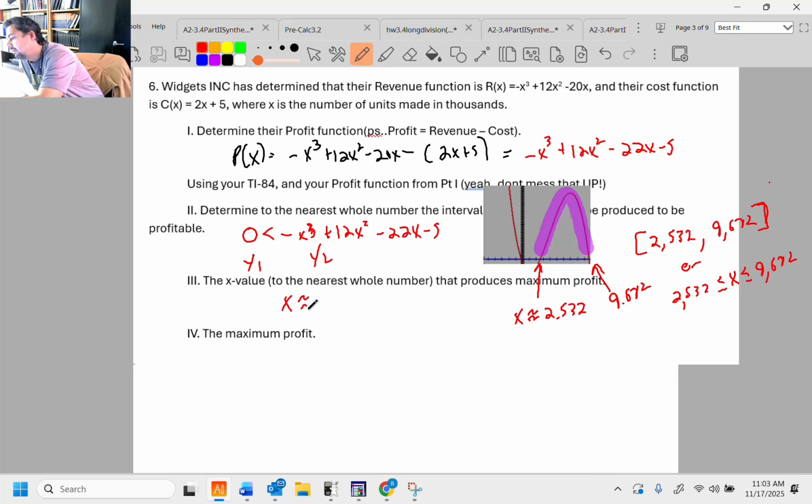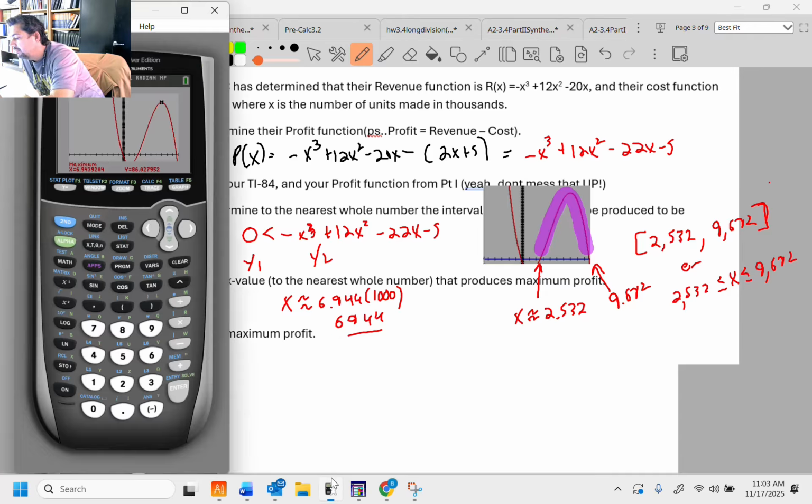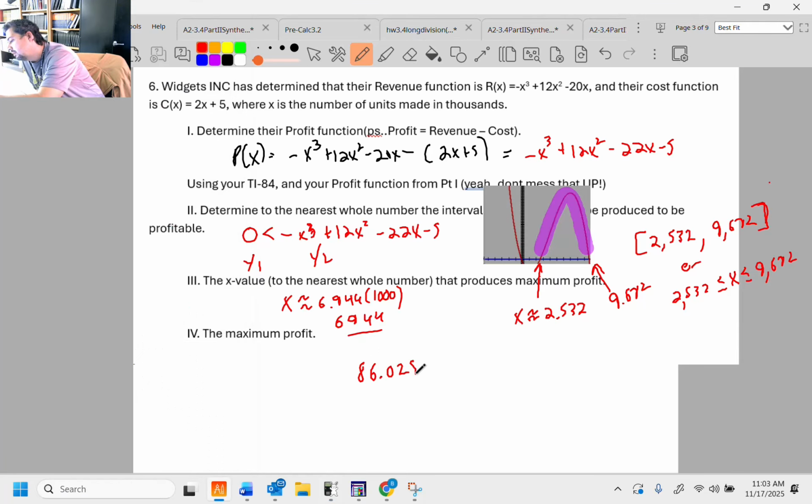But x is about 6.944. And again, that's in thousands, right? So that's 6,944. The maximum profit, which is also in thousands, would be the y value. You see it right there, 86.028. And again, we're going to multiply by 1,000, which would be 86,028, and that'd be dollars, presumably.